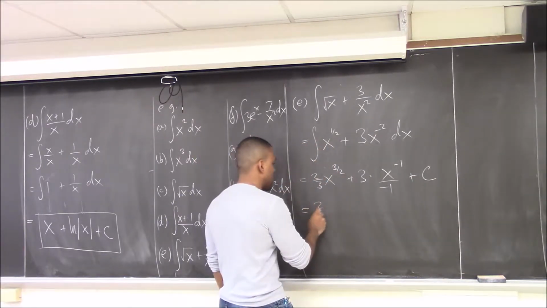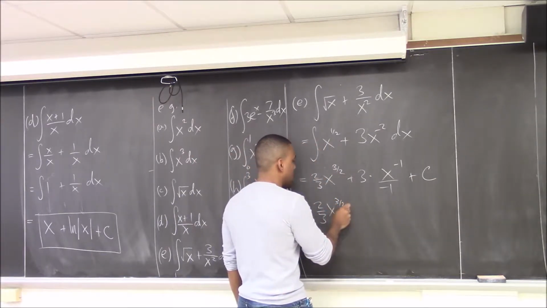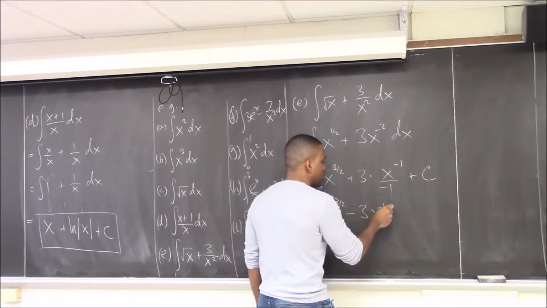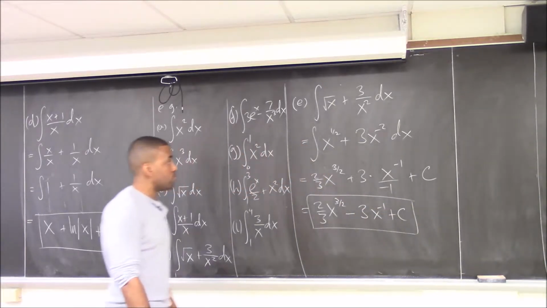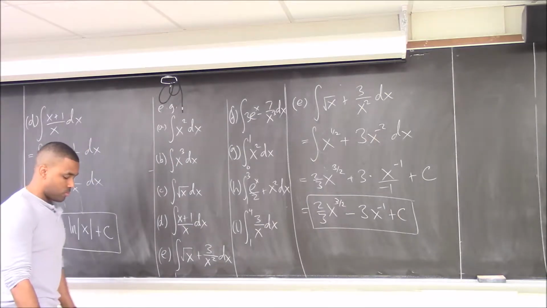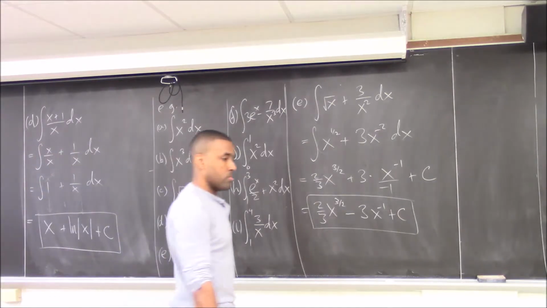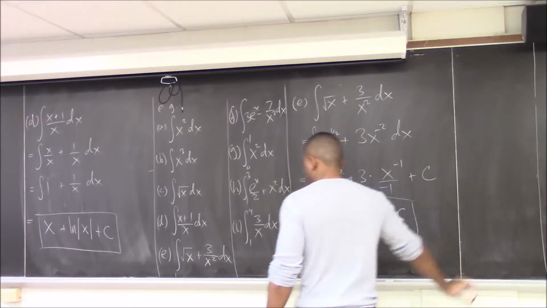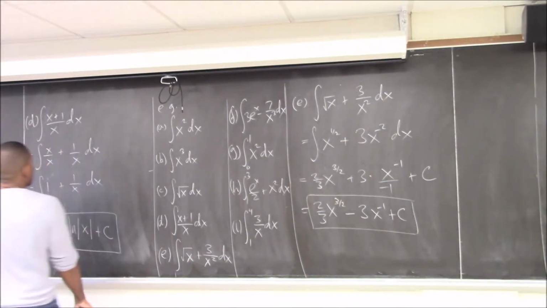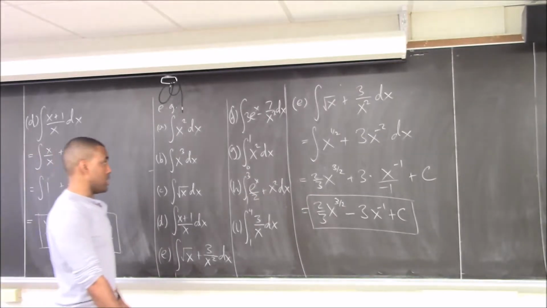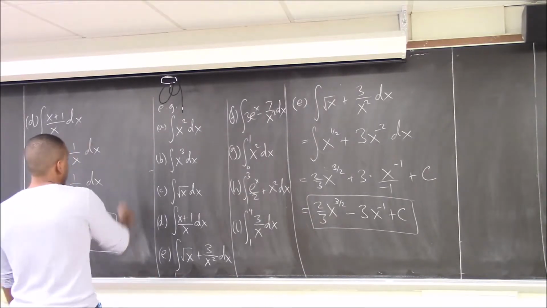So I could actually write that as 2/3 x to the 3 halves minus 3 x to the minus 1 plus c. So be careful with that little hiccup. That's more common than you realize. Okay. F. Let's talk about F.